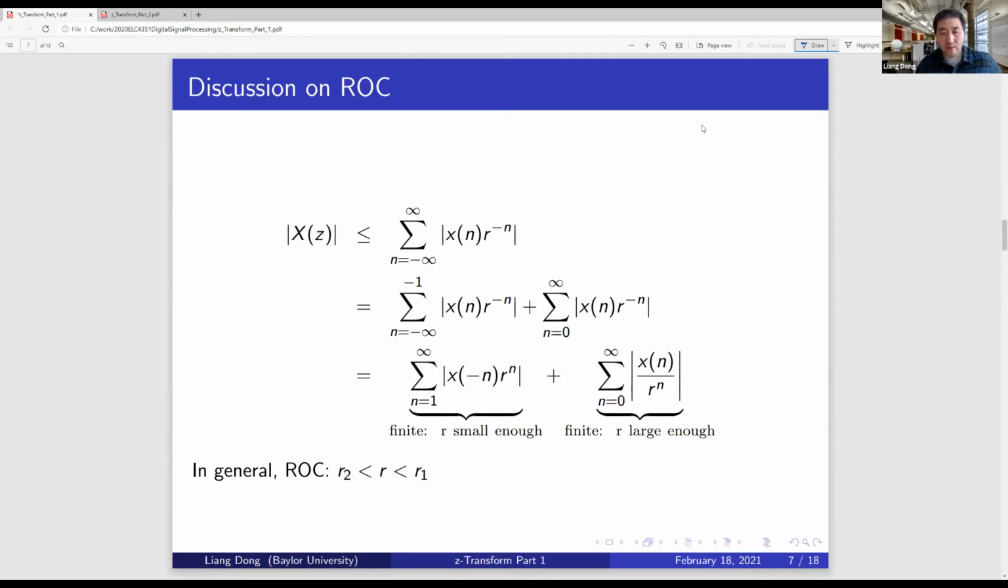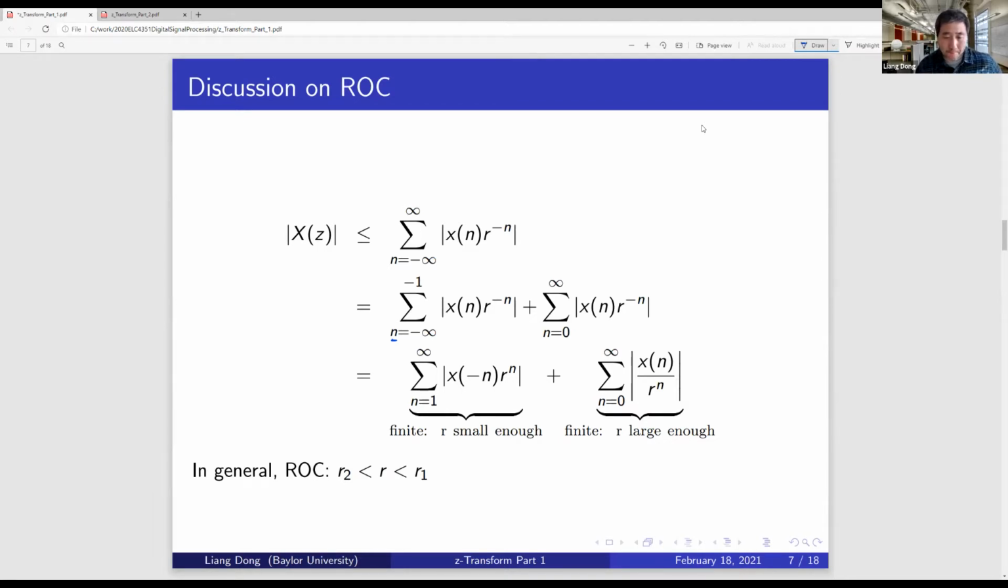It's hard to discuss the power series like this, so we divide it into two portions. One is the time value n from negative infinity to negative 1. So everything here is a negative term, so on the power term you have a negative sign here, so it's r to the positive value. It's a positive integer here. The second term is n from 0 to infinity. So we have x[n] r to the power negative n.